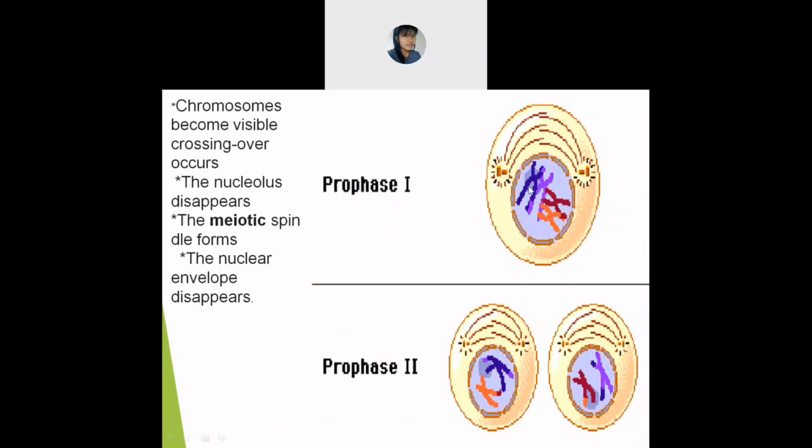So these are the chromosomes, all right, they become visible. From the picture itself, you can see they become visible. And what happens here? Crossing over occurs. What do you mean by crossing over? Crossing over means they will cross each other. Understand? They will connect with each other, they will intertwine with each other. Is it clear?